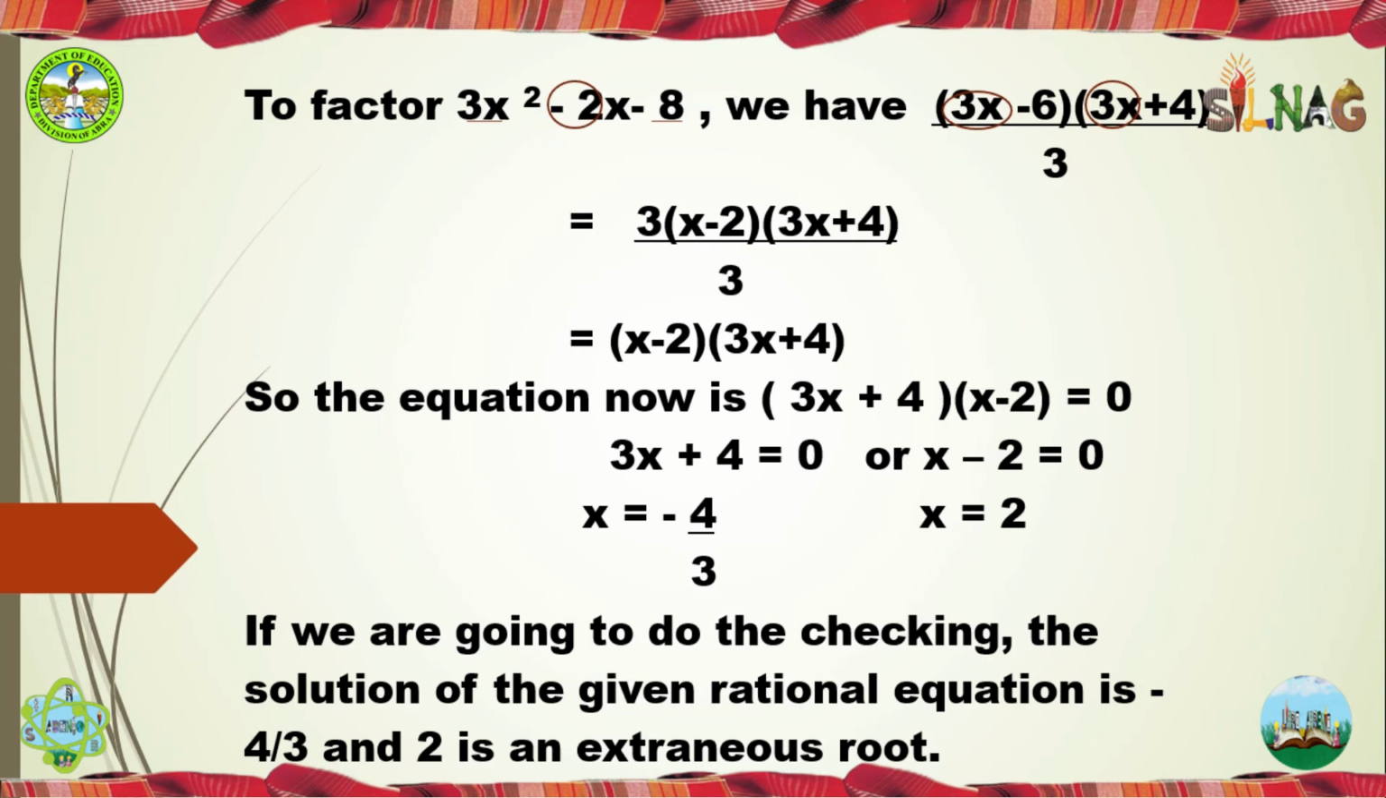And then you also equate the second factor to 0. So if x minus 2 is 0, then x is equal to 2. If we are going to do the checking, the solution of the given rational equation is negative 4 thirds and 2 is an extraneous root.